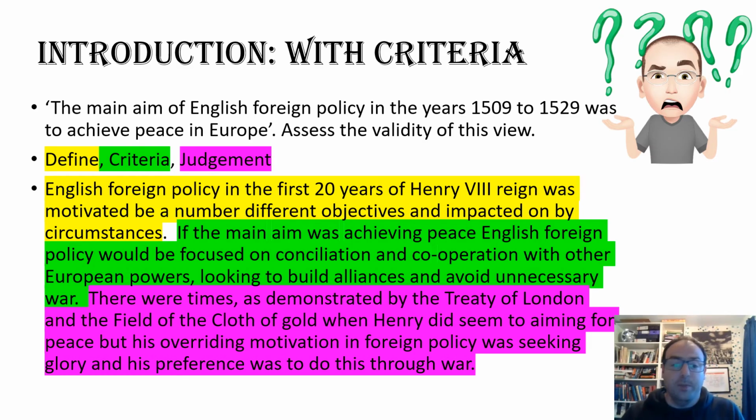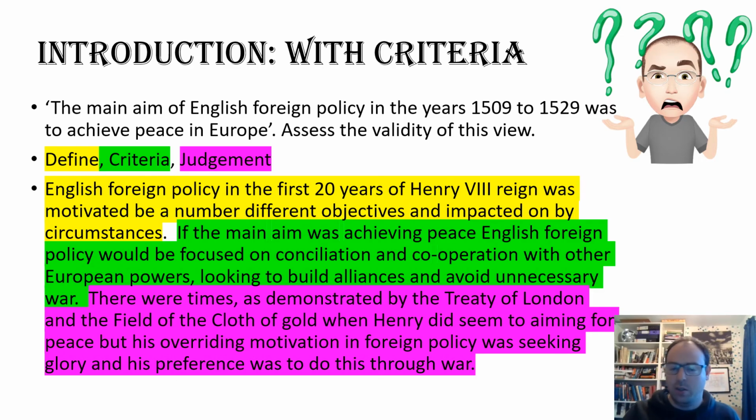So then my judgment. There were times, as demonstrated by the Treaty of London, which is 1518, and the Field of Cloth of Gold, which is a couple of years later, when Henry did seem to be aiming for peace, but his overriding motivation in foreign policy was seeking glory, and his preference was to do this through war. Now that's quite a short introduction. Ideally, it would be a bit longer.